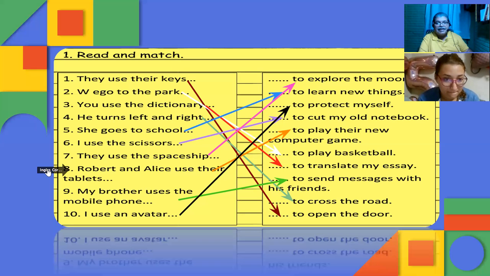Robert and Alice use their tablets to play their new computer game. My brother uses the mobile phone to send messages with his friends. I use an avatar to protect myself. Okay, very good. Any questions here? No. Great.